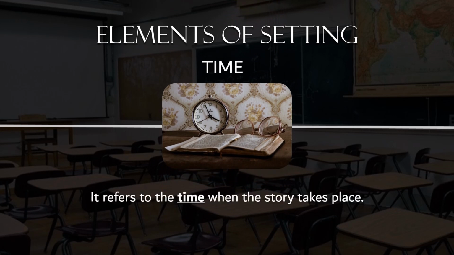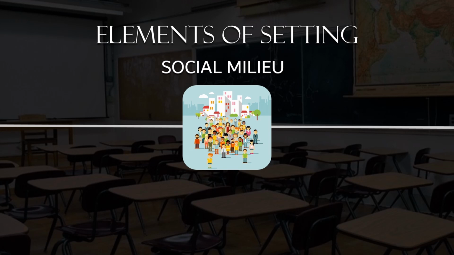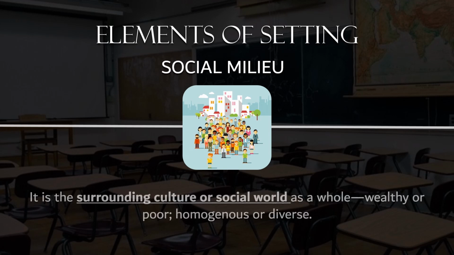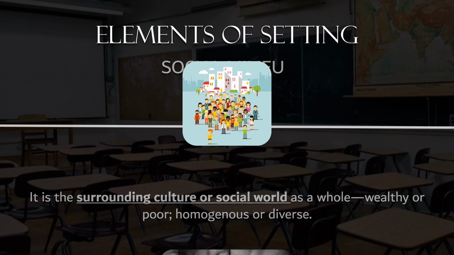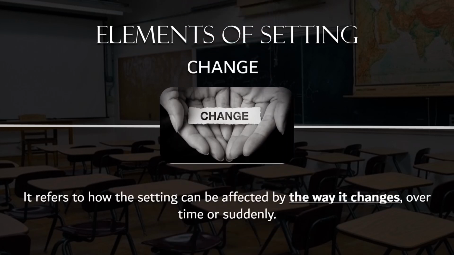Time refers to the time when the story takes place. Social milieu is the surrounding culture or social world as a whole, wealthy or poor, homogeneous or diverse. Change refers to how the setting can be affected by the way it changes, over time or suddenly.